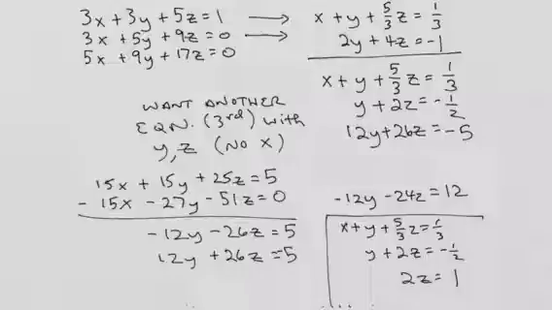Negative 12 times this gives me negative 12y and positive 12y, negative 24z and 26z, which gives me 2z. And here, when I multiply by negative 12, I get 6 minus 5 is 1. So z equals 1/2.